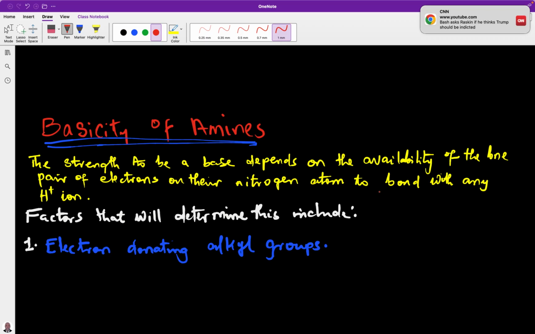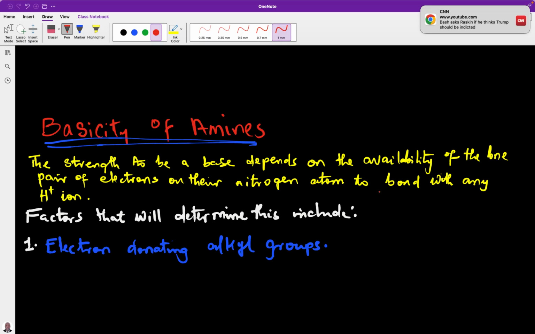Acids are proton donors. But on the other hand, according to the Lewis acid-base theory, bases are classified as electron pair donors. According to Bronsted-Lowry theory of acids and bases, bases are proton acceptors.